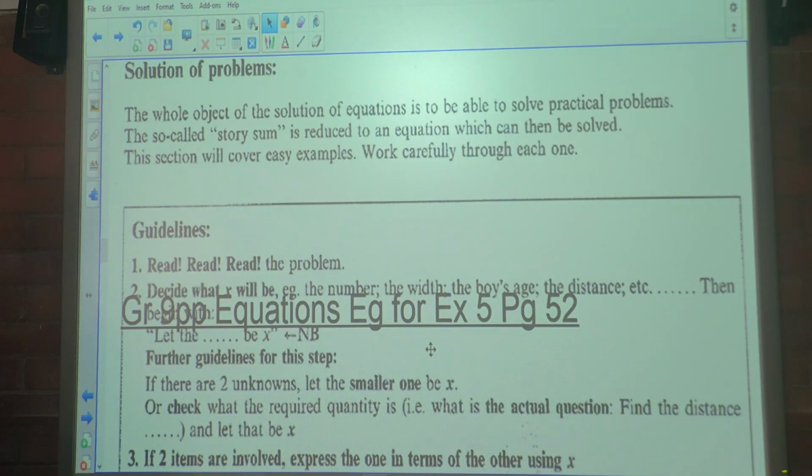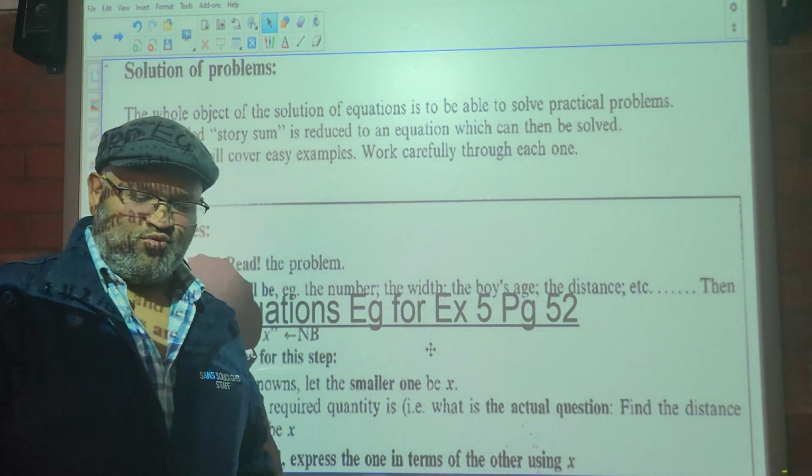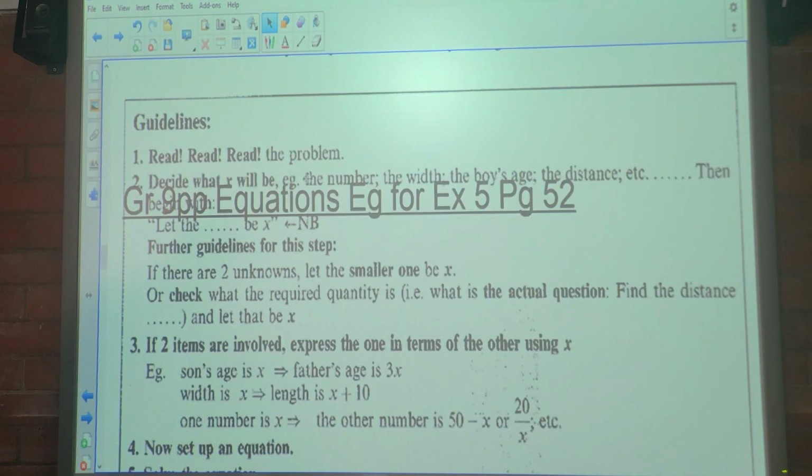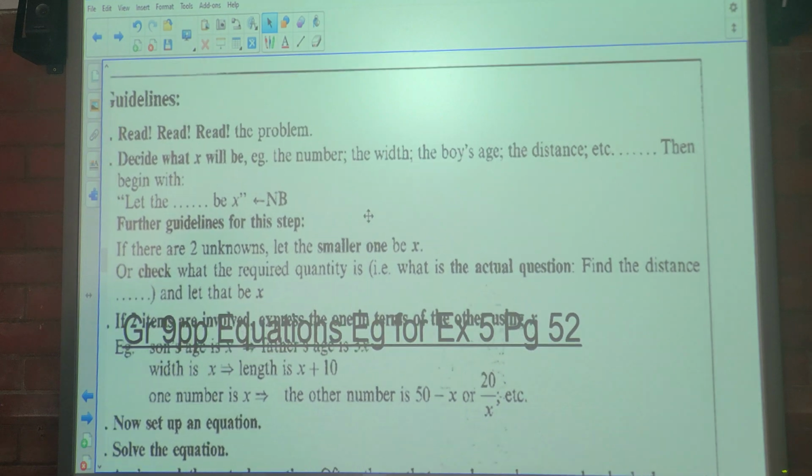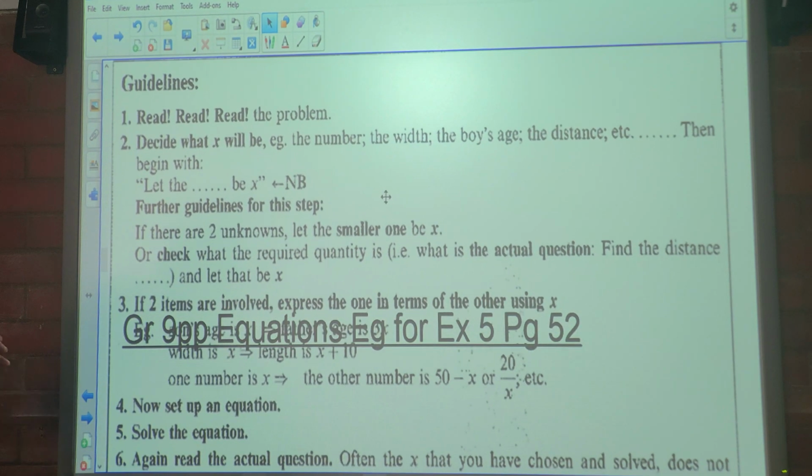This section will cover easy examples. As you guys get a bit older, we must spice your life up a bit. So work carefully through each one. People, this stuff is fun. We're not always going to get it right the first time, even myself.